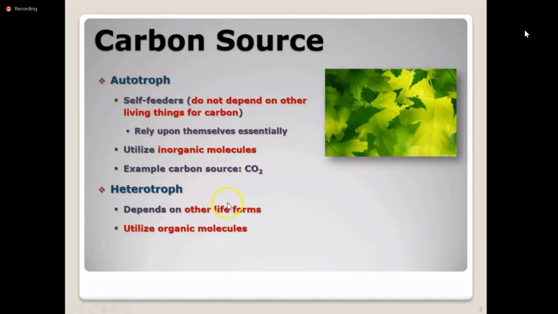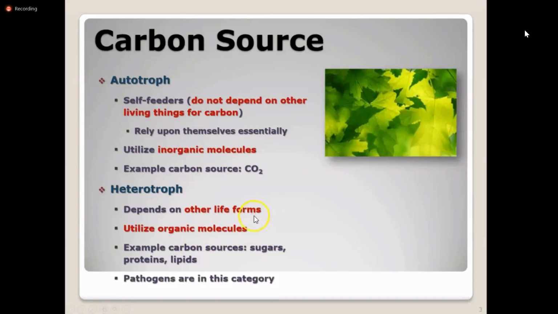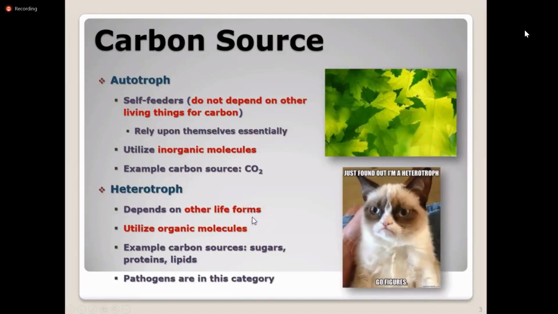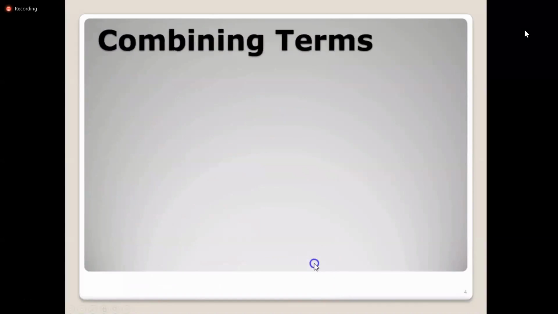So they're using organic molecules. So that's the big difference. Inorganic molecules, indicating that it's not alive, for the autotrophs, and for the heterotrophs, it's utilizing organic molecules. And they can get that carbon from sugars, from proteins, from lipids, anything that contains carbon. We are going to find pathogens in this particular category. And so here we have a picture of our wonderful cat. It says, just found out I'm a heterotroph. Go figure.